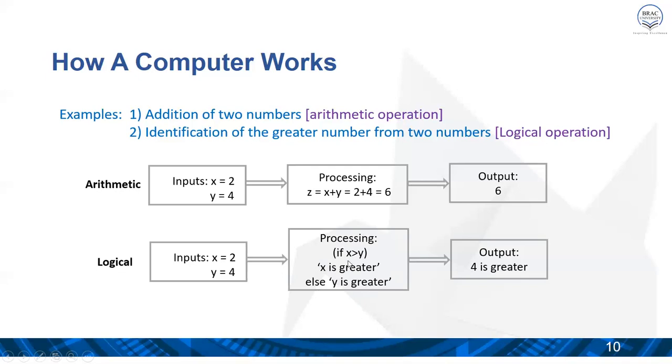So now the processing unit will send the result to the output unit, and the user will be able to see the output as 4 is greater. In these ways, a computer performs all its operations. A computer can perform even very complex computation by using the arithmetic and logical operations.